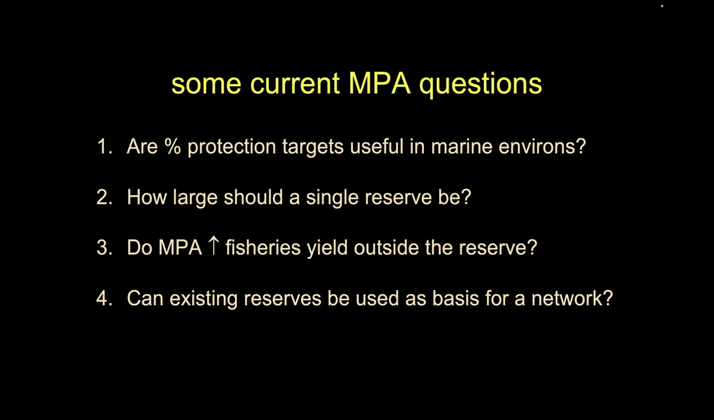So the first one is, are percent protection targets useful? You guys have all read at least a little bit about the 30 by 30 plan. We'll talk more about that later, but it's our California version of the federal version of the UN version. It's essentially percent protection targets. I showed you earlier in this presentation, 16% terrestrial, 8% marine, right? What percentage of the total area should we be shooting for? Should we have half of our area in some form of protection? Should we have 10% of our area in protection, what have you?